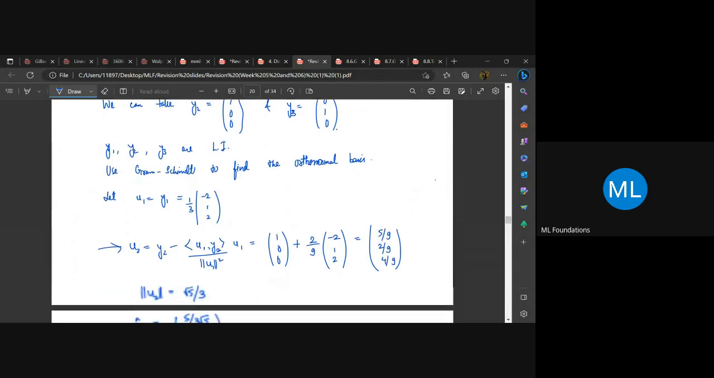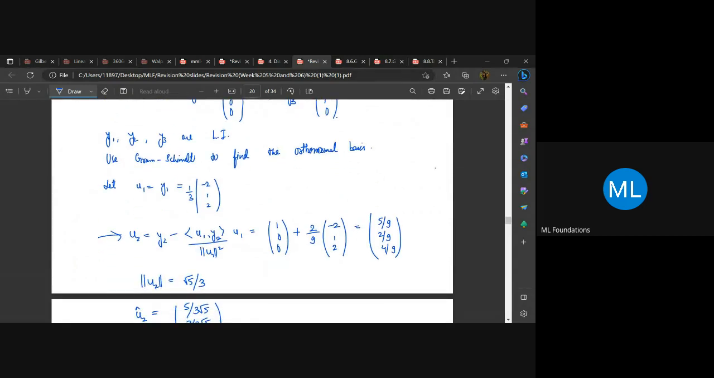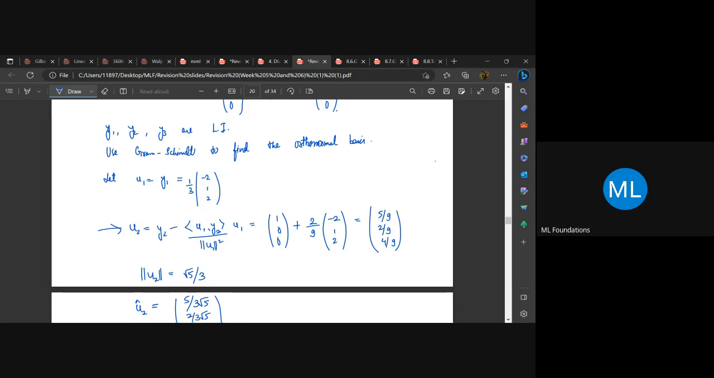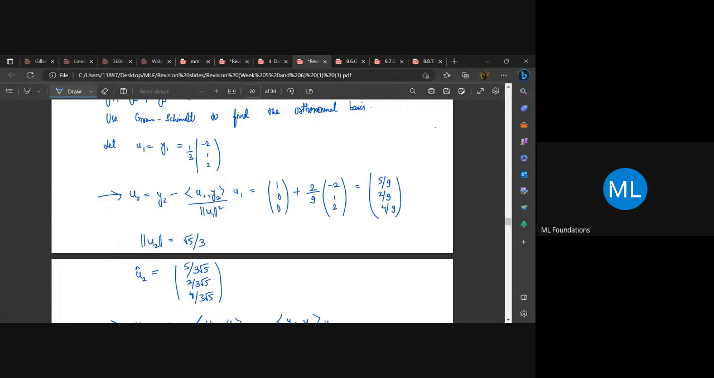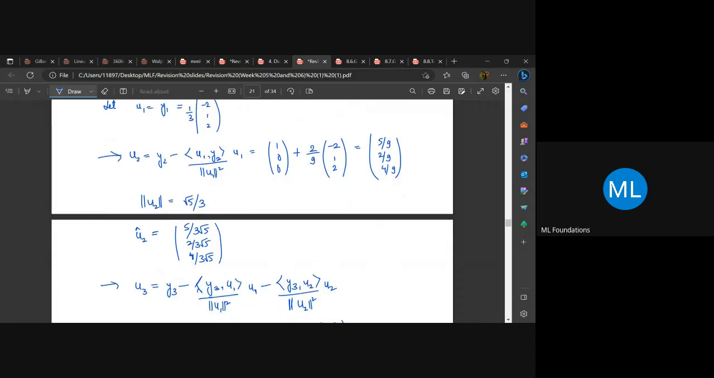Okay. So, we find U2 and using Gram-Schmidt, we get U2 to be 5 by 9, 2 by 9, 4 by 9. Now we need to make the length 1, right? So its norm is root 5 by 3. So I get my U2 hat to be 5 by 3 root 5, 2 by 3 root 5, and 4 by 3 root 5. So this is my U2. Okay.